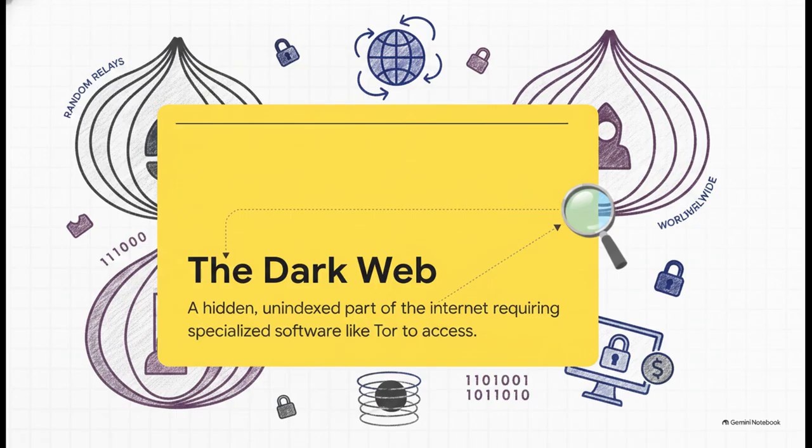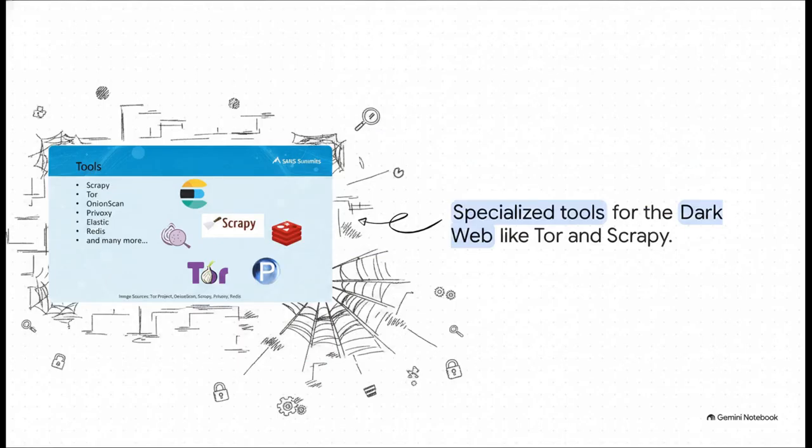Tor encrypts your traffic in layers, like an onion, though hopefully with a lot less crying, and bounces it randomly through volunteer relays all around the world, completely masking your IP address and location. Because it hosts anonymous marketplaces and hidden services, you absolutely must have this specialized software to access .onion websites. And since standard search engines don't work down here, we have to build our own data collection architecture.